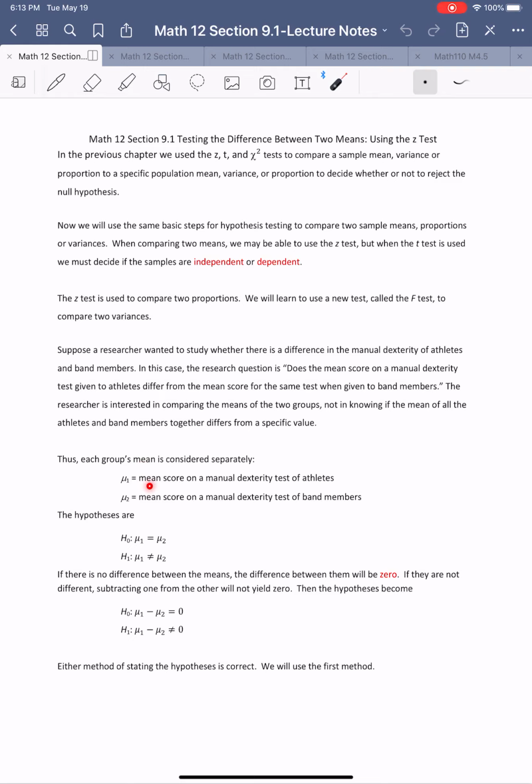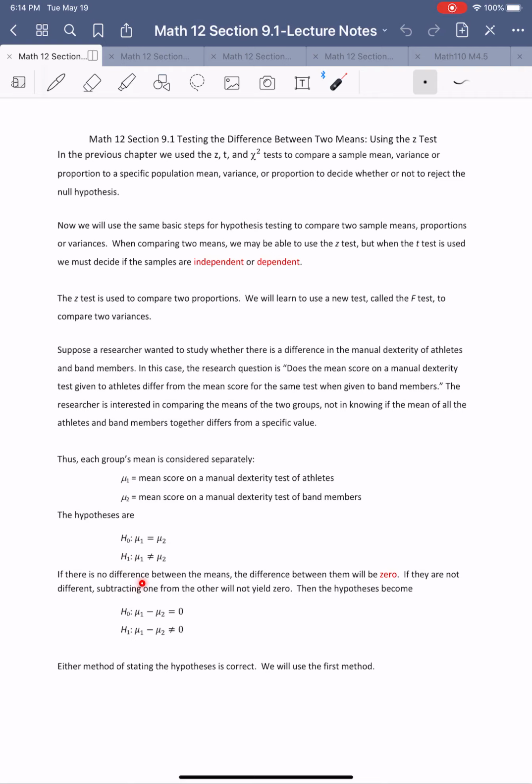So mu1 is the mean score on the manual dexterity test of the athletes, and mu2 is the mean score on the manual dexterity test of the band members. So the hypotheses: H0 is mu1 equals mu2, and then H1 is mu1 is not equal to mu2.